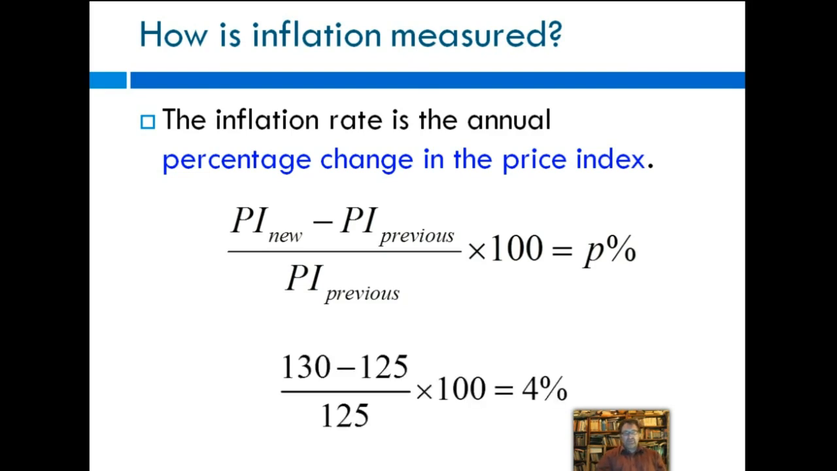So let's say the price index has gone up from 125 to 130. So we're currently at 130. The previous year, the price index was 125. So 130 minus 125 over 125 times 100 gives you 4%. So there we go. We calculate the price, the inflation rate, in that way.